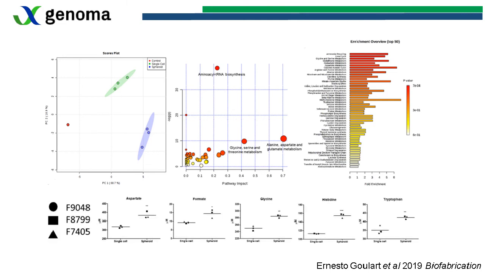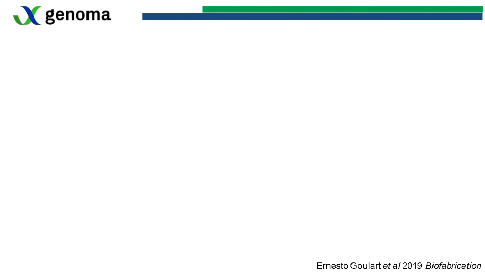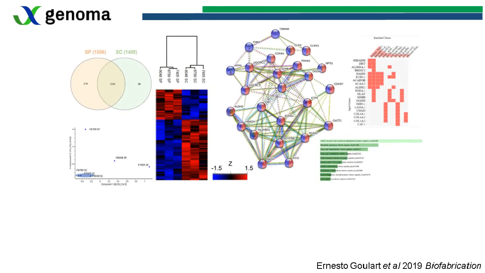So basically, the spheroid group has a lot of amino acids that are being generated in the culture. So why are these amino acids being generated in the culture? To answer that question, we perform a proteomic analysis. We look at the differentially expressed proteins in these two groups, and we observe that the most enriched pathways are associated with protein metabolism. So basically, what we show here is that in the single cell group, the cells are starting to break down proteins in order to generate energy.